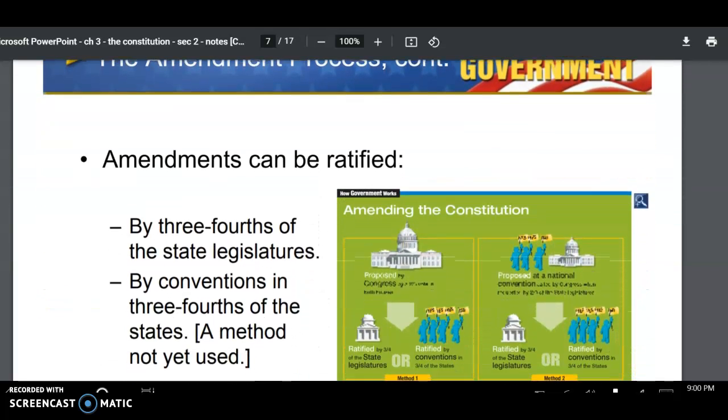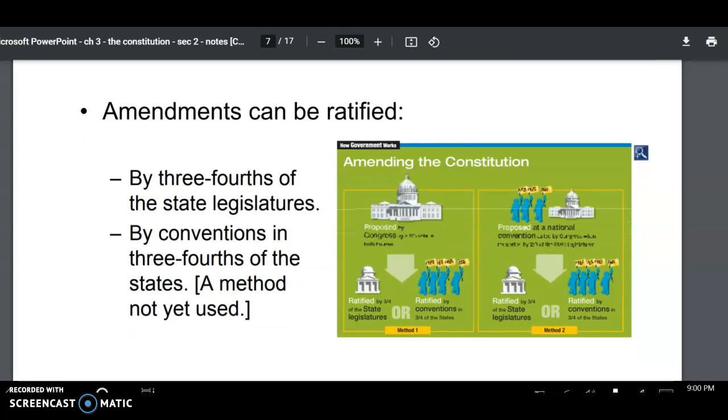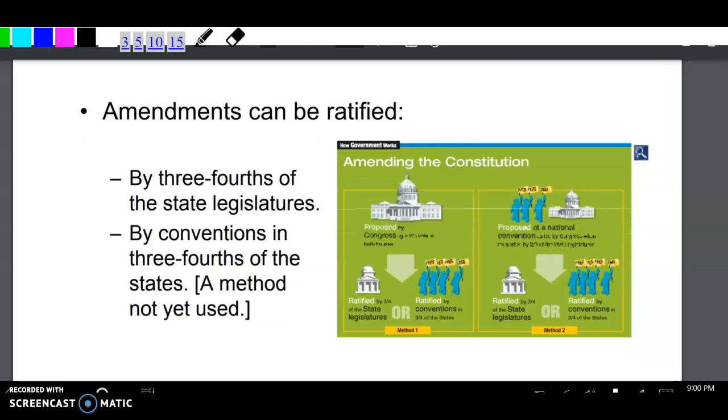Same heading, the amendment process continued. What we just talked about is how amendments can be proposed. But to actually become part of the Constitution, it has to be ratified. So how can amendments be ratified? And remember, ratified is pretty much just a fancy word for to be passed, or to be accepted.